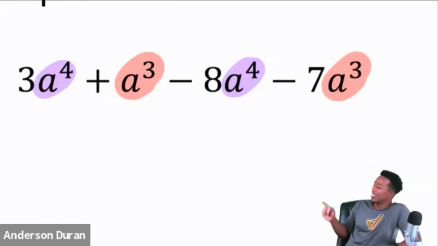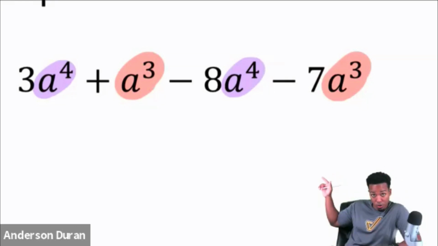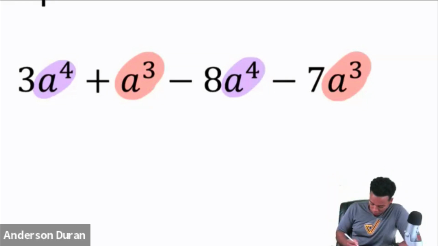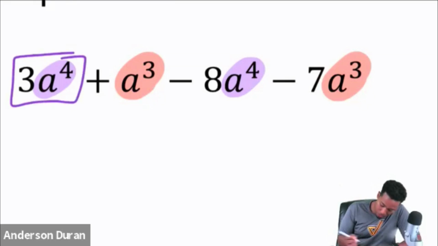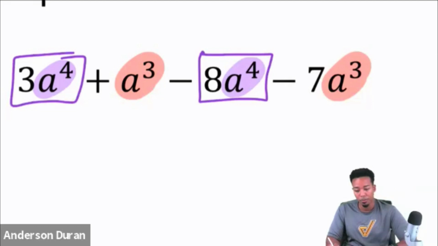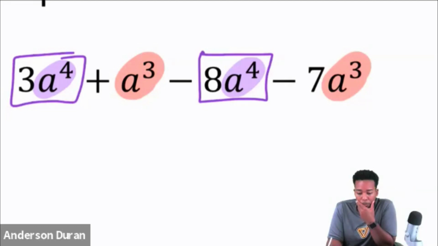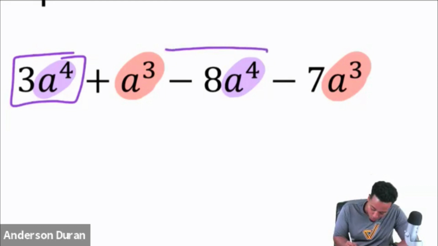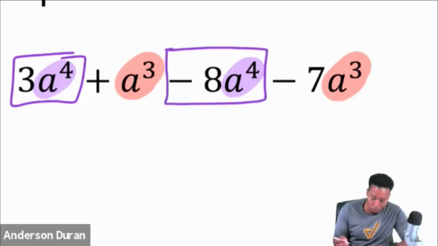And so with that said, let's focus on one thing at a time here. We got 3a to the power 4. So in purple over here, let me circle that. And we have, is it a positive 8a to the power 4? Yes or no? Is it a positive 8a to the power 4? No. Exactly, it's going to be a negative. We're bringing the minus with it.